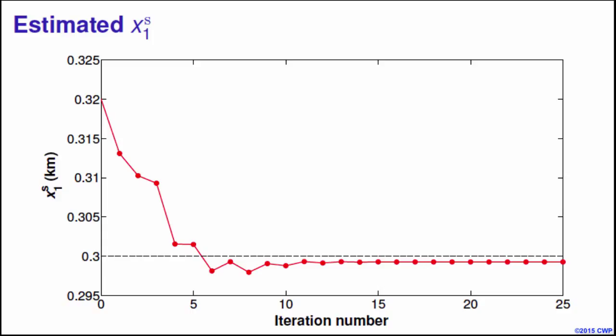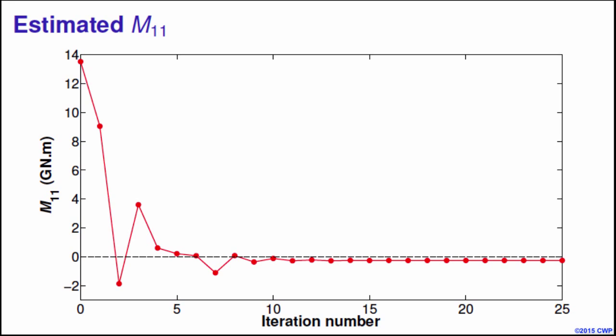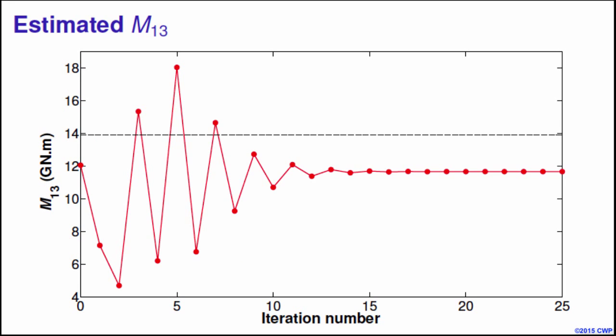First, the horizontal coordinate that we are able to estimate with high accuracy despite the presence of noise. For the moment tensor element M11. And finally, for the moment tensor element M13, the inversion is not as stable as for the other parameters, because this is the moment tensor element that is most sensitive to the quality of waveform matching.